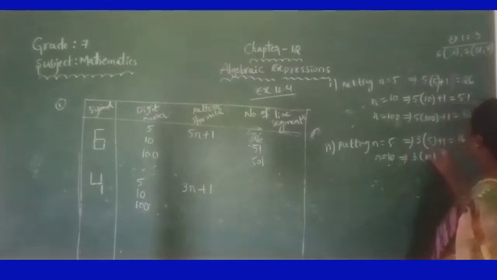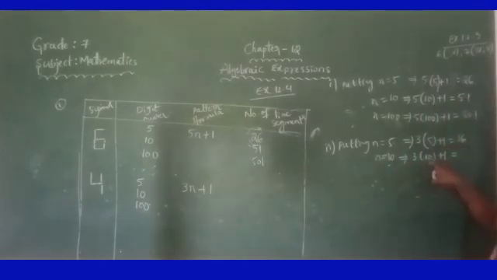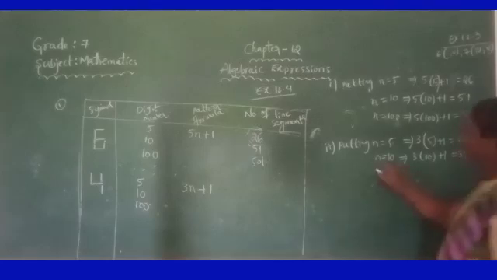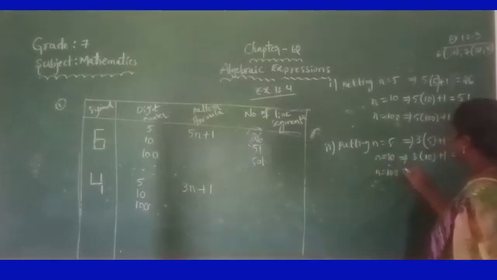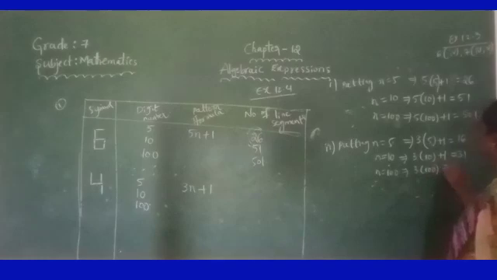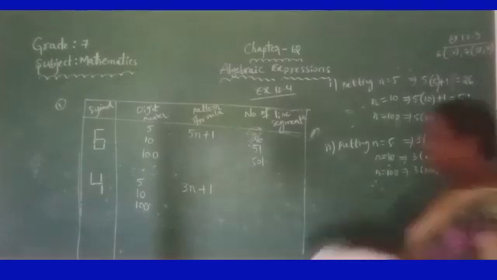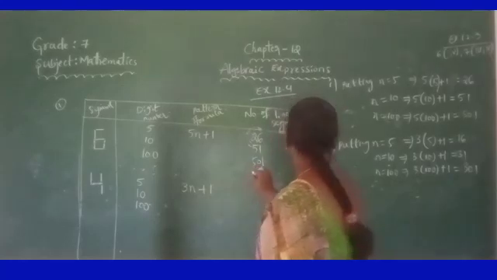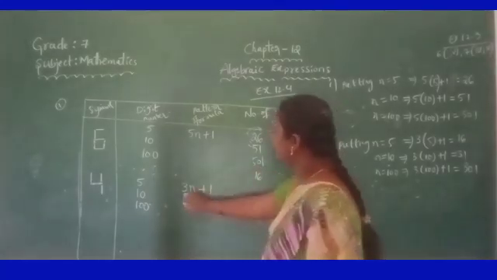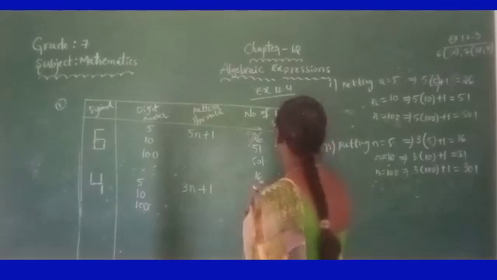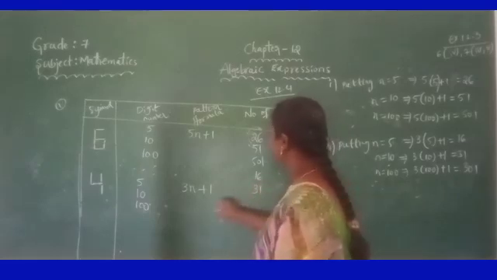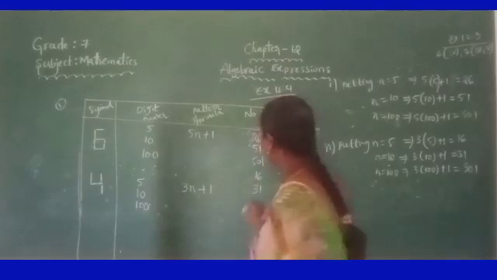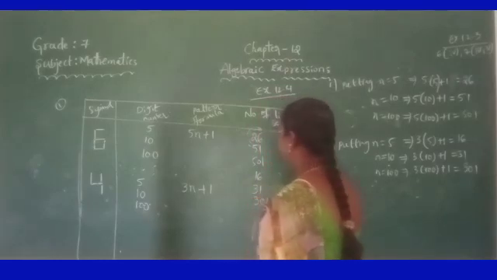Next, similarly, n is equal to 10. 3 into 10 plus 1. 3 times 10 is 30 plus 1, 31. n is equal to 100. 3 into 100 plus 1 is equal to 300 plus 1, 301. So if you take the digit 5, the number of line segments required is 16. If you take n equal to 10, the number of line segments required is 31. If you take n equal to 100, the number of line segments required is 301.